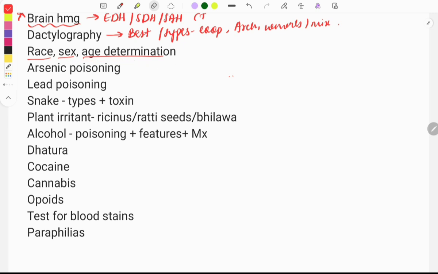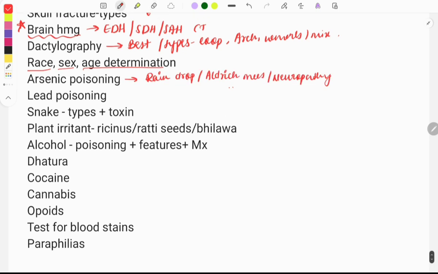Like the arsenic poisoning, you need to know the features which are seen in arsenic. So these are the findings seen in arsenic poisoning: the raindrop pigmentation of the skin, which is due to hyperkeratosis, an increase in the keratin, then Mees lines in the nails, and neuropathy. So if all these findings are given in the question, then you need to mark the answer as arsenic poisoning. Then moving on to lead poisoning.